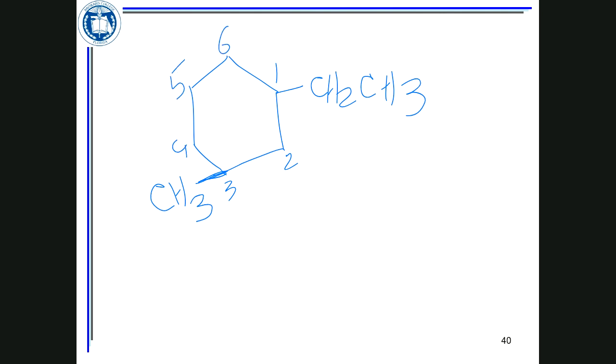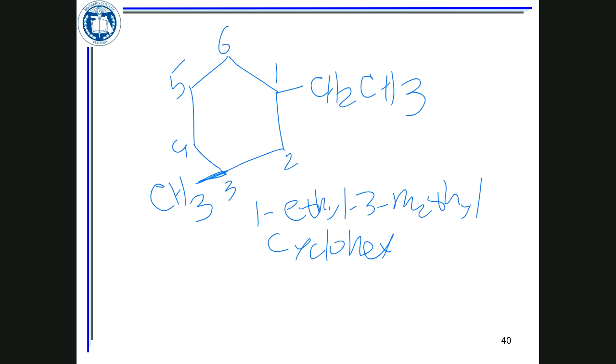So we have cyclohexane as the major or main carbon chain. We name the branches first in alphabetic order. 1-ethyl, then we have 3-methyl cyclohexane. That's when you have 2 branches.